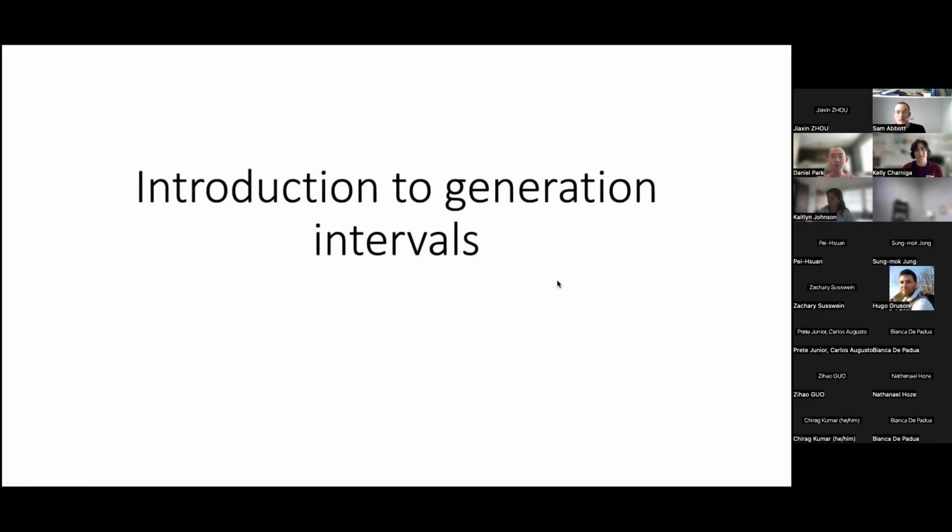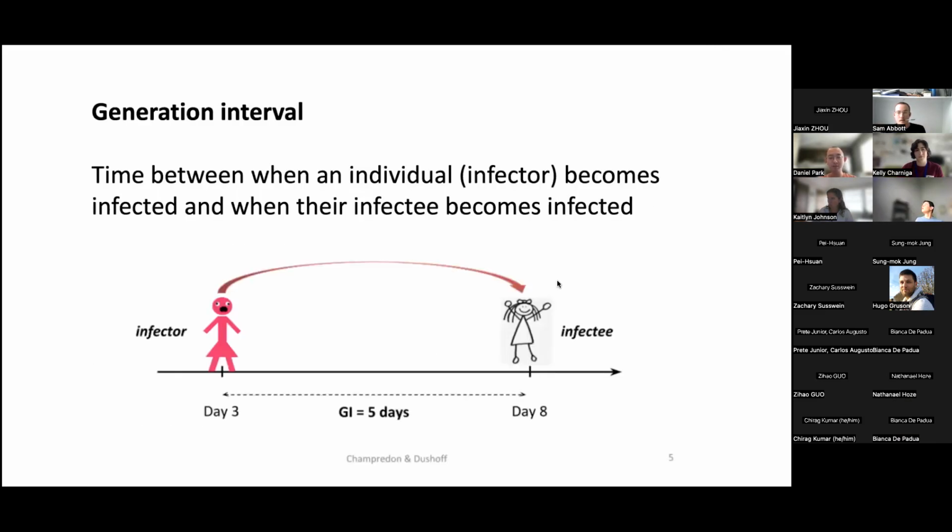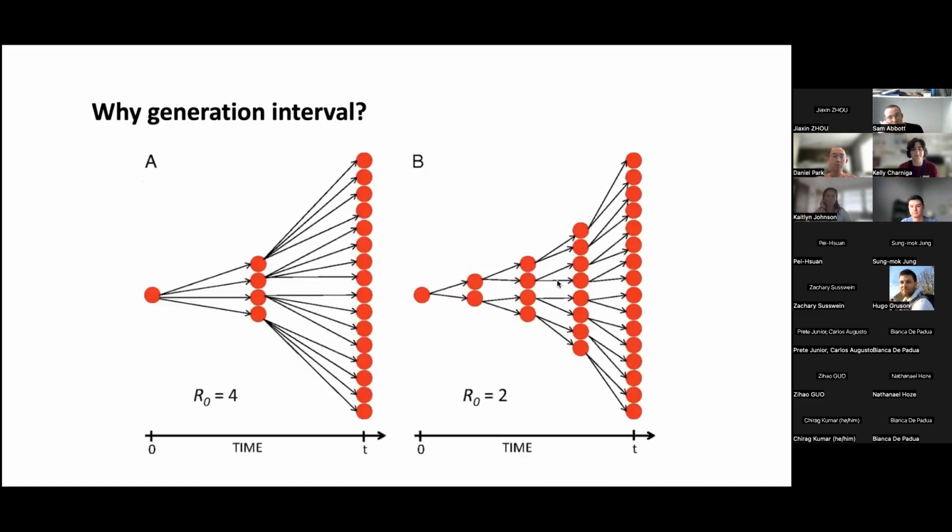So what's a generation interval? It's a very simple concept. It's the time between when someone gets infected and when they infect somebody. For example, here the pink person is infected on day 3, and then they go out and infect this white person on day 8, and then we have a generation interval of 5 days. So you go around infecting people, and it provides a time scale of how long it takes to infect someone else.